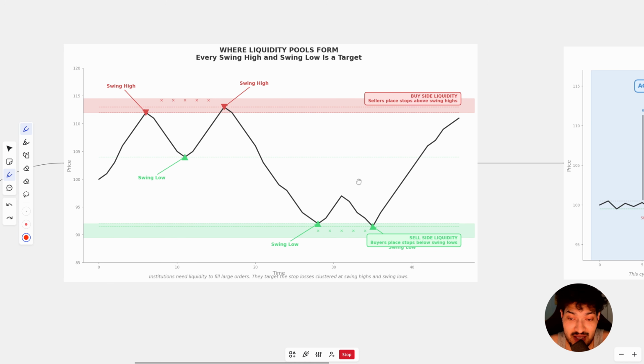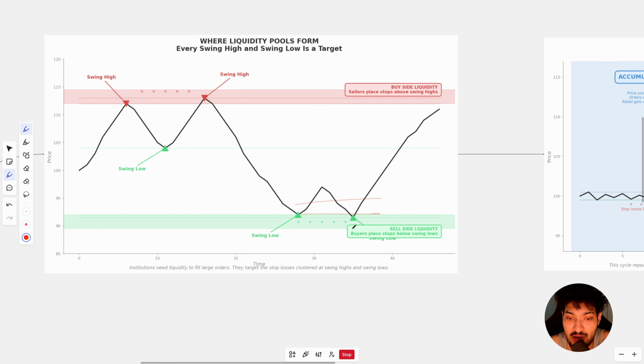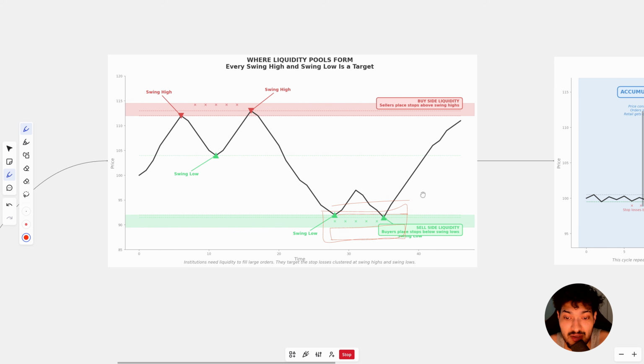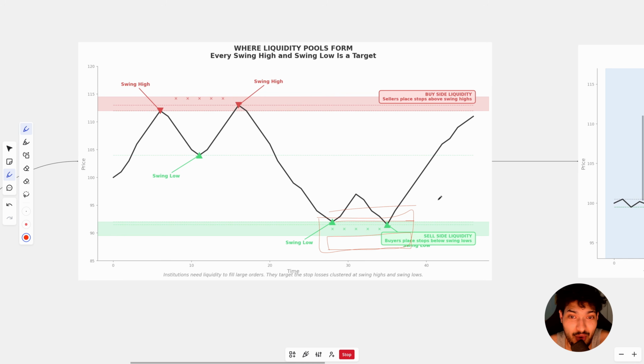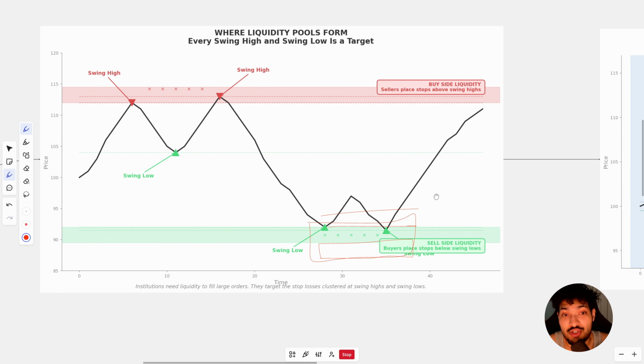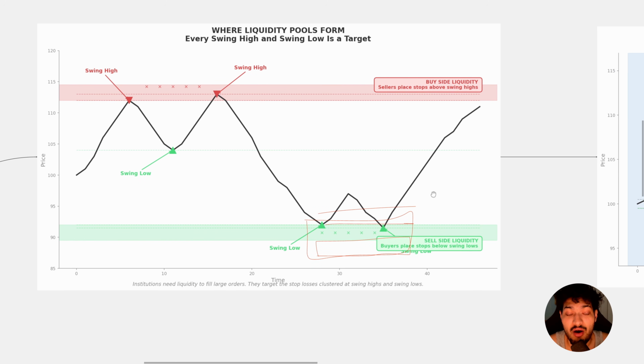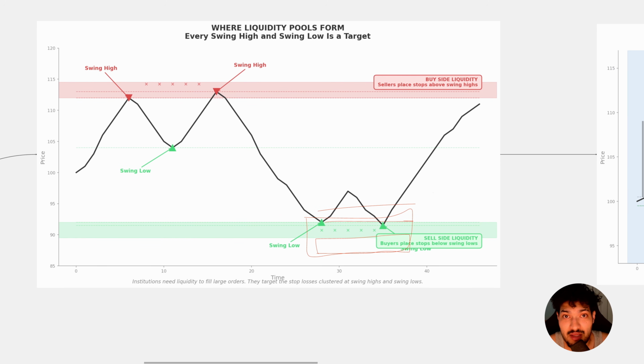If you're buying, same analogy, you're buying somewhere around here, and your stop loss is going to be in this area, and this is called sell side. Your buyers are placing stop losses below the swing lows. And that's just how the orders are working, how retail traders and in general, even other funds and other macro-based funds, just people who are trading the markets are trading.